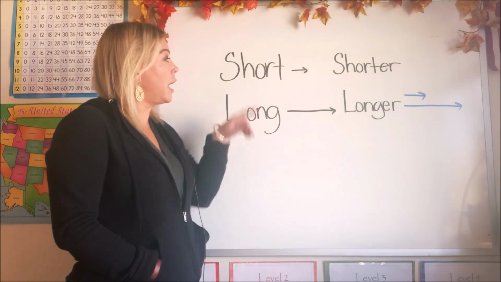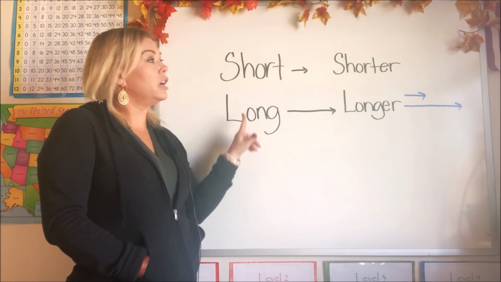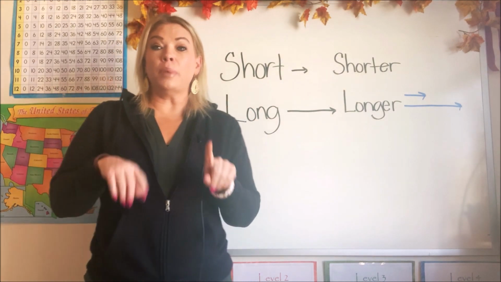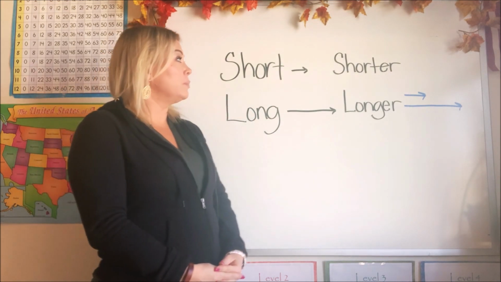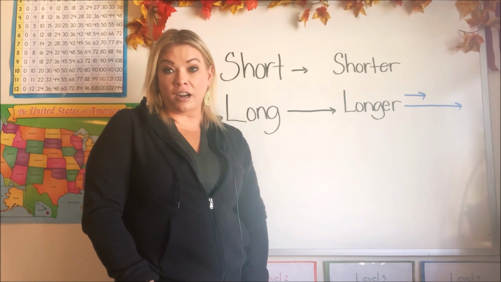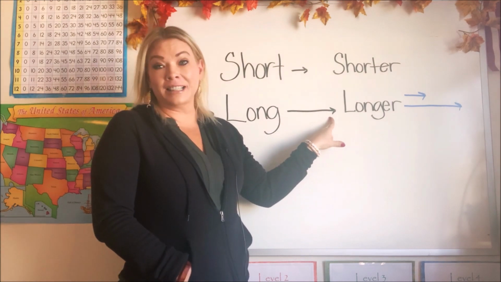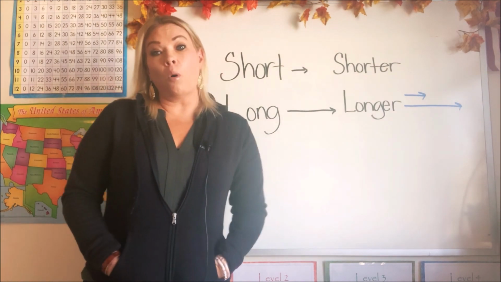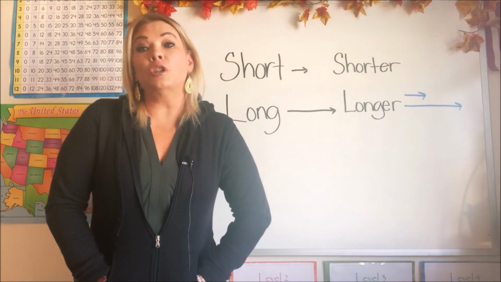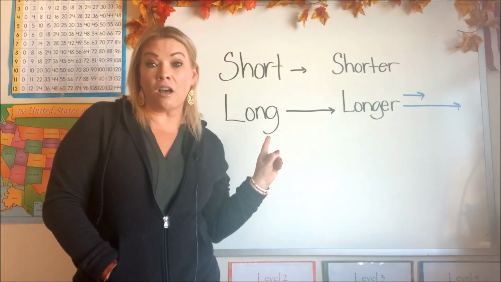Okay, well today we're going to learn about short or long. Have you heard those words before? Short and long? I bet you have, because if you compare two things together, one of them is probably going to be shorter and one's probably going to be longer than the other, huh? So short, see the short arrow, or long, see the long arrow? So it's important for us to be able to look at things and tell which one is shorter and which one is longer.